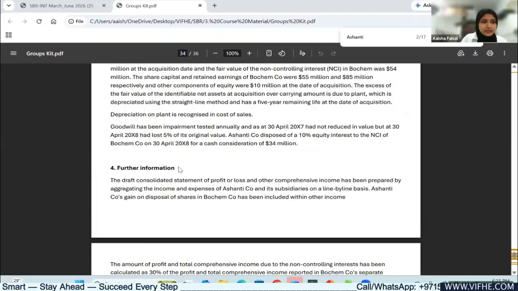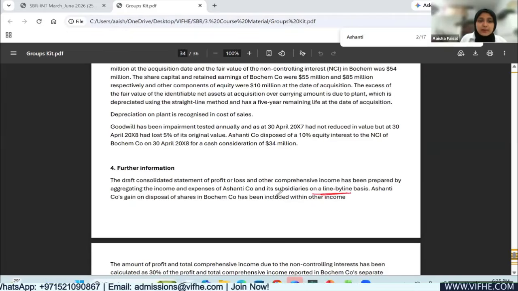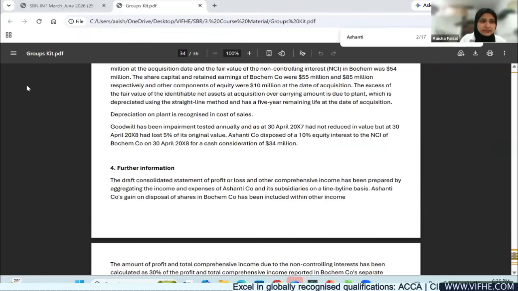I'll read this. The draft consolidated statement of P&L and other comprehensive income has been prepared by aggregating the income and expenses of Ashanti Company and its subsidiaries on a line-by-line basis. Can you see a line-by-line adding has been done? And Ashanti Company's gain on disposal of shares in Bookham Company has been included within other income. So this is giving us the treatment that in the single entity statement, in the other income, this income is present. Your job as an adjustment was to remove this. So for that, you had to find what were the sale proceeds. The sale proceeds for this 10% was 34 million.